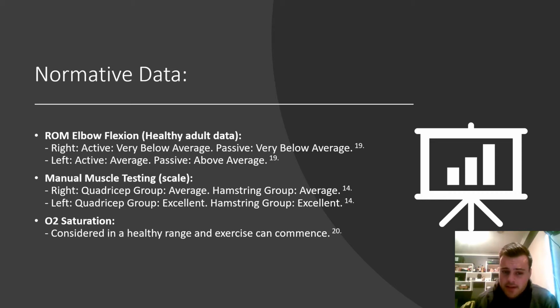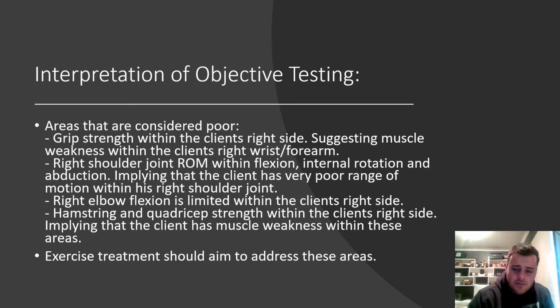When we did the manual muscle test based off that scale, the right quadricep group was average and the hamstring group was average as well on the right side. On the left side, the quadricep group was excellent and the hamstring group was excellent also. His oxygen saturation levels were also considered healthy range and it was considered that exercise could commence. The interpretation of the objective testing based off normative data.